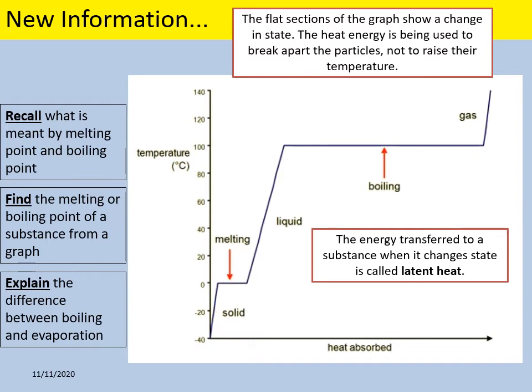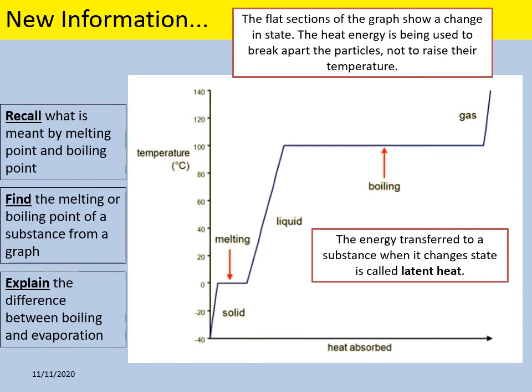So we can gather data from an experiment to show what's happening when something melts or boils. This data in the graph has come from an experiment where we've taken a beaker of a substance as a solid and we've heated it over a period of time. And every 10 seconds or so we've taken the temperature and recorded that in a table. When we plot that data on a graph, we end up with a shape that looks like this.